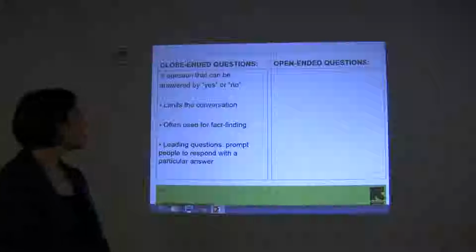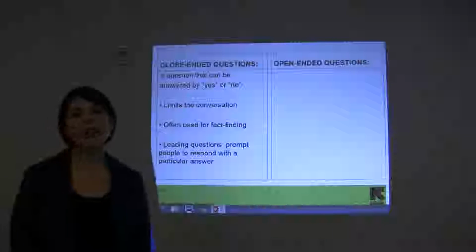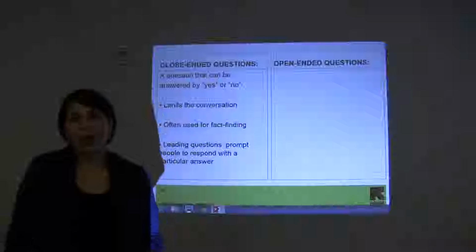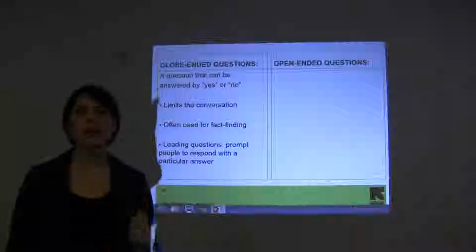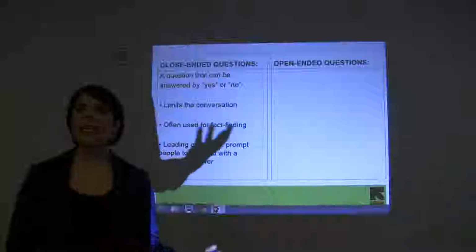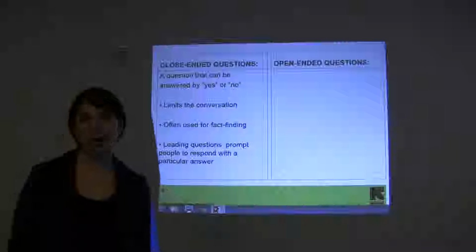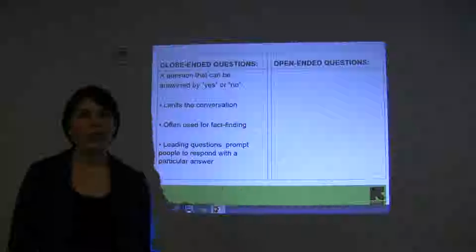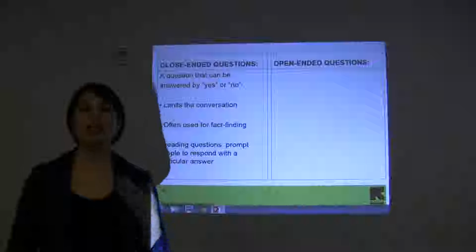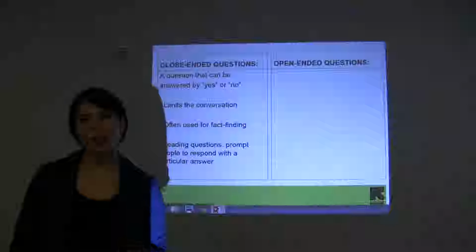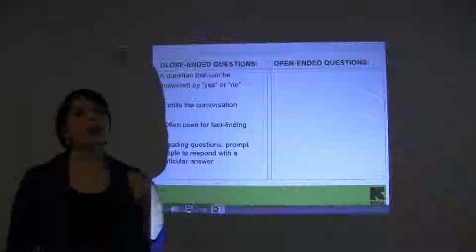Excellent. So as people have said, a close-ended question can be answered in one of two ways: yes or no. It's sometimes called a dichotomous question. Okay? But the idea here is that close-ended questions really limit the amount of information that you get back. So when you say to somebody, are you angry? Or are you excited? The answer is yes or no. You're not spending time really opening up the conversation and allowing somebody to talk. So close-ended questions limit the scope of the conversation. They are often used for fact-finding.